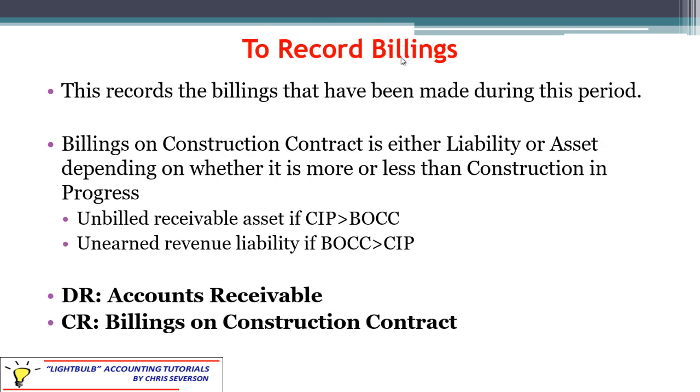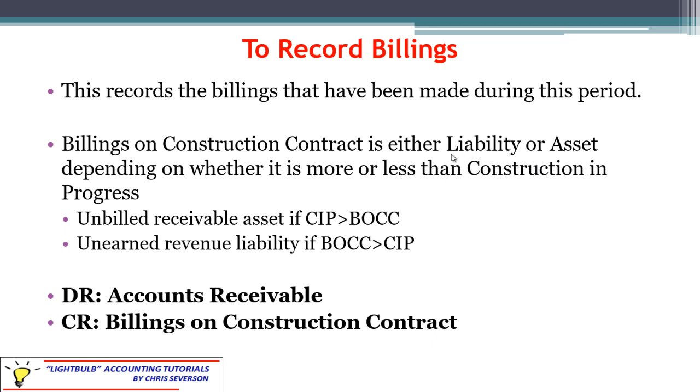The next one's pretty straightforward. This is just to record billings. So we're going to debit accounts receivable and credit billings on construction contract. This account, billings on construction contract, you may question, what is that? You may not have heard of that type of account before.